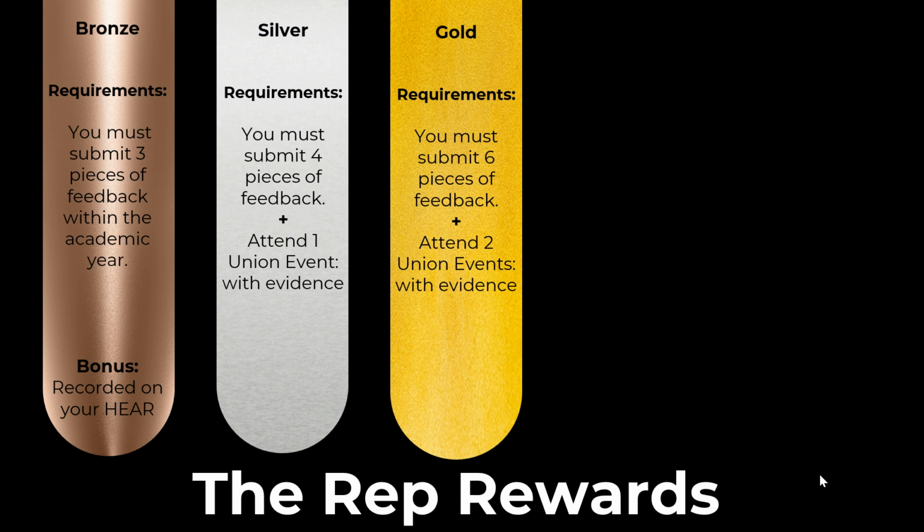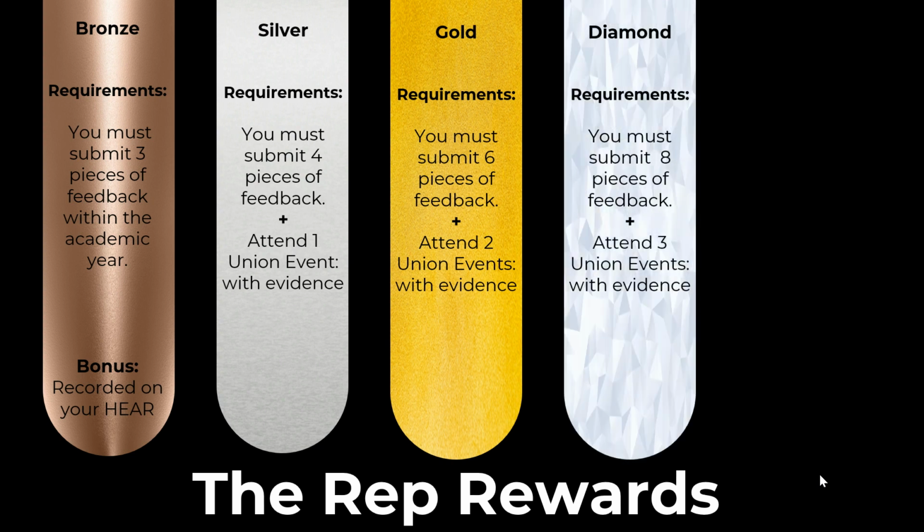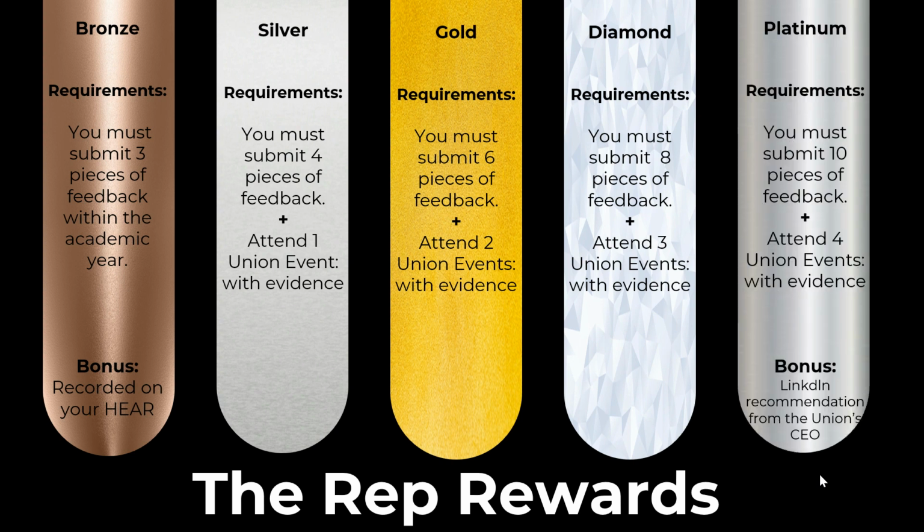There's also the gold level, where you must submit 6 pieces of feedback in a year. And again, that includes the previous feedback, so don't worry, you don't have to do another 6 feedbacks. And you must attend 2 union events with evidence. So the first event counts towards it, don't worry. Then you've got the diamond level, where you must submit 8 pieces of feedback and attend 3 union events with evidence. And finally, the top scoring one is the platinum. You must submit 10 pieces of feedback and attend 4 union events with evidence.